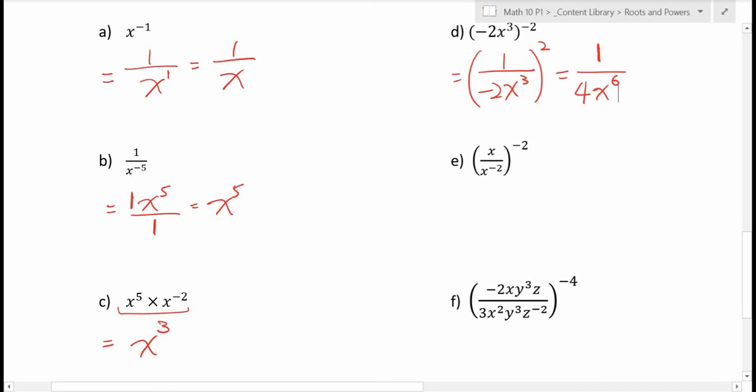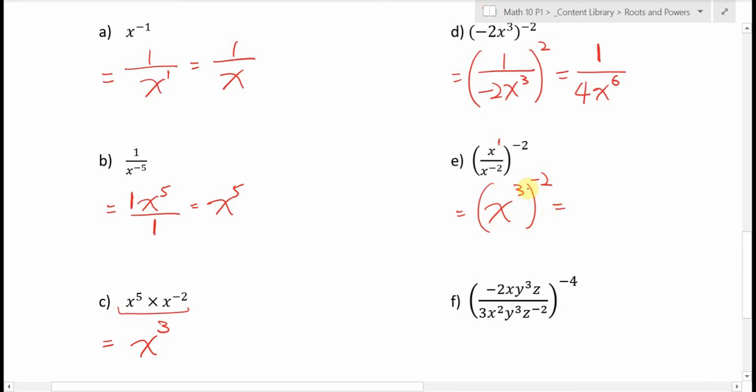Now for part E, I noticed I have a negative exponent here. However, I also noticed that inside the brackets, these are 2 powers with the same base. So what I'm going to do is simplify this first. This is x over x to the negative 2. So again, this is division, so we are going to subtract exponents. Again, there's a 1 that's not written down. So you subtract the exponents, 1 minus negative 2, that's 3, to the power of negative 2.